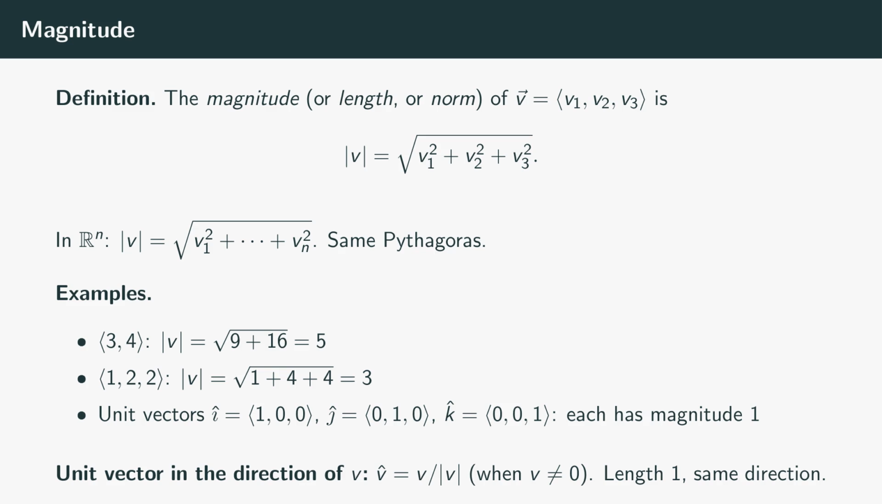Any vector v in three-dimensional space decomposes as v1 i hat plus v2 j hat plus v3 k hat. The two notations are interchangeable. To turn any non-zero vector into a unit vector in the same direction, divide by its magnitude. v hat equals v over the magnitude of v. This is called normalization. Unit vectors record direction with the length factored out.